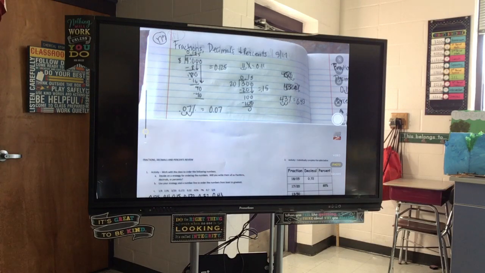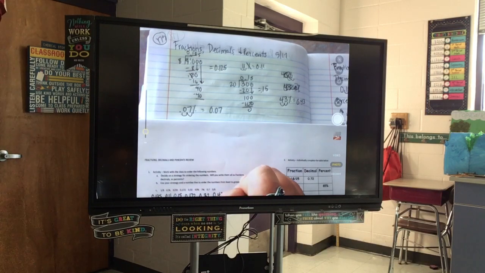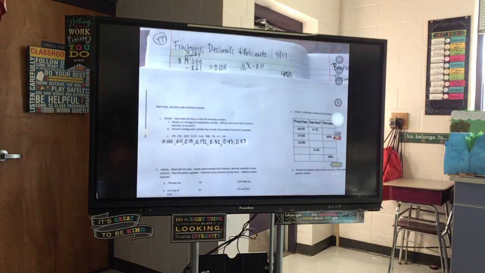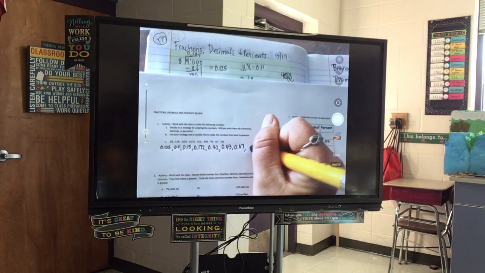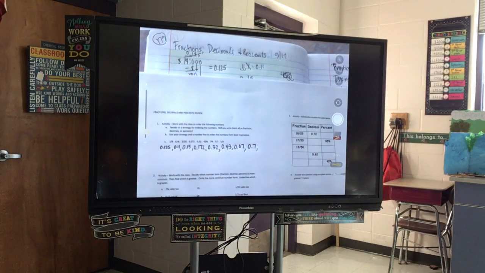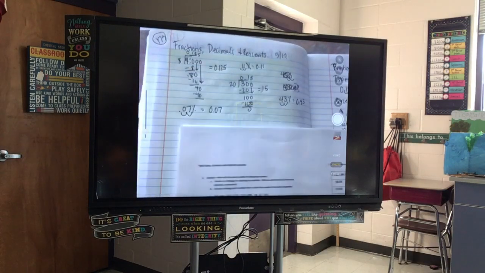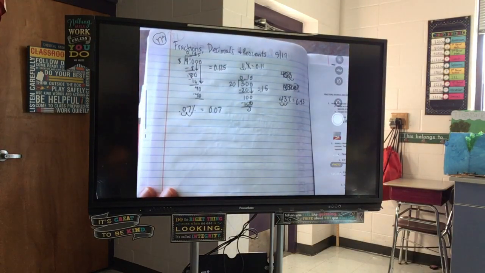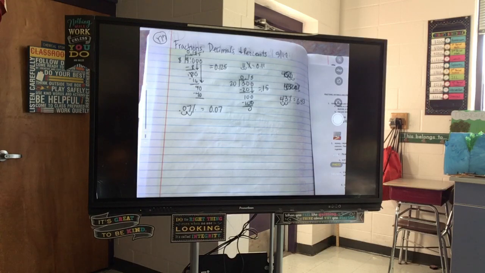All right, so this one is 7/100, then the next one is done for us. And the last one, 5/6. How do we do that one? How do I change 5/6 to a decimal?